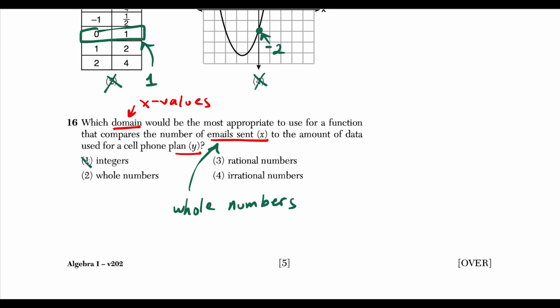So integers are out because negative 5 is an integer. You can't send negative 5 emails. Whole numbers, that makes sense. You can't send a fraction, like I can't send 1/3 of an email, so this is out. And I can't send pi emails, so this is out.